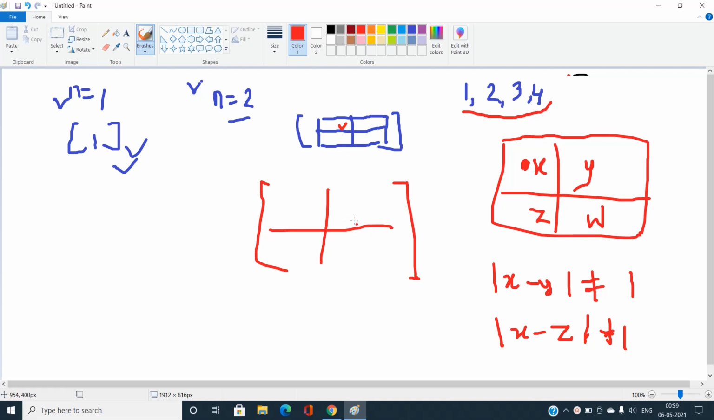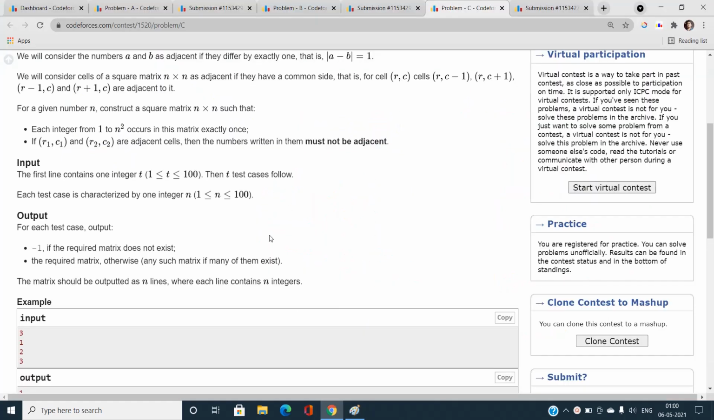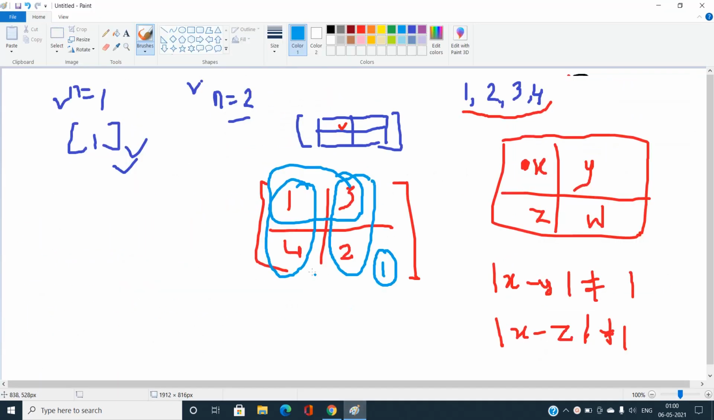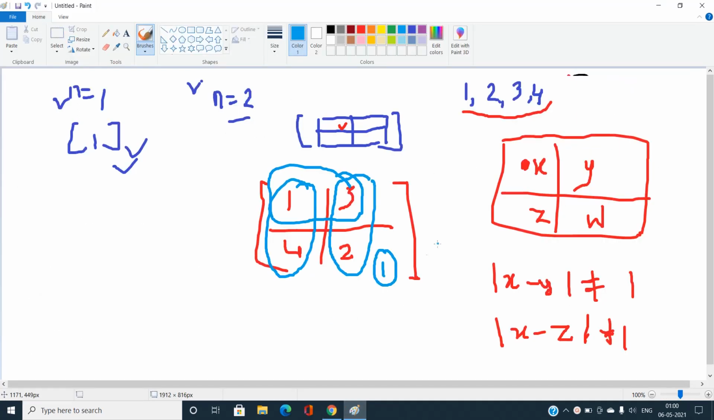Let us try to fill 1, 2, 3 and 4. You can see this absolute value is coming out to be 2, this one is coming out to be 3, but this one is coming out to be 1. According to the condition of this non-adjacent matrix problem, the numbers written in adjacent cells must not differ by 1. So this is going to be wrong. For any arrangement of the numbers for n equal to 2, I will have the answer as -1, denoting that no suitable matrix exists.